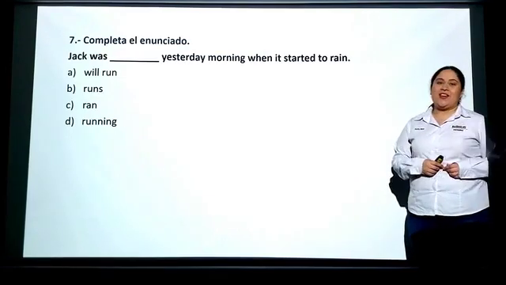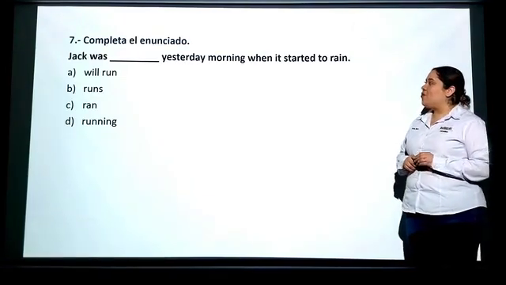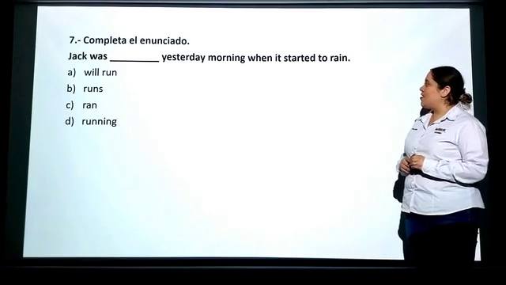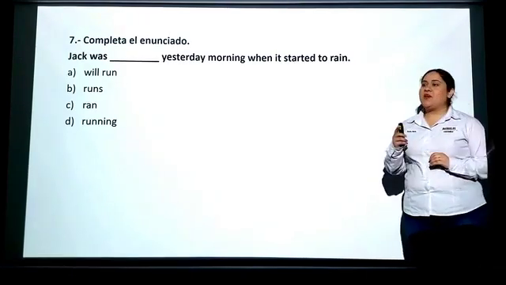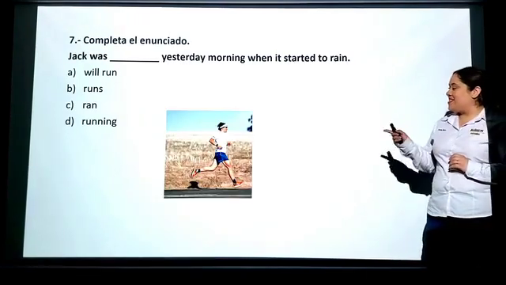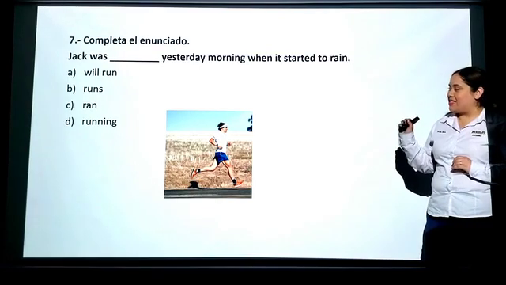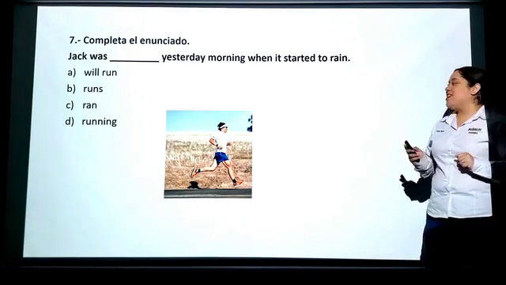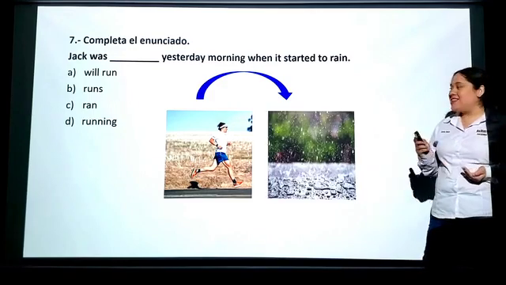Number 7. Complete the statement. Jack was yesterday morning when it started to rain. So I'm going to see this picture. This is Jack, very handsome, very fitness. Now, something happened. It started to rain.